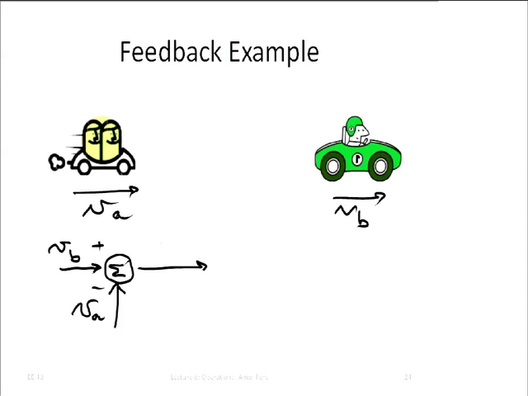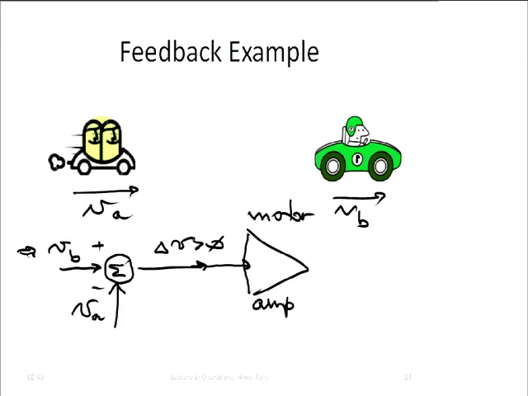So now, if, for example, VB, the speed of the car in front of you, is a little bit higher than the speed of your own car, the speed VA, then this quantity here is positive. What are you going to do? Yeah, you want to speed up a little bit, so you press a little bit the accelerator. So in other words, you put an amplifier here. Depending on how you want to call this thing, you can call it a motor, or you can call it an amplifier. But it's really just an amplifier, right?